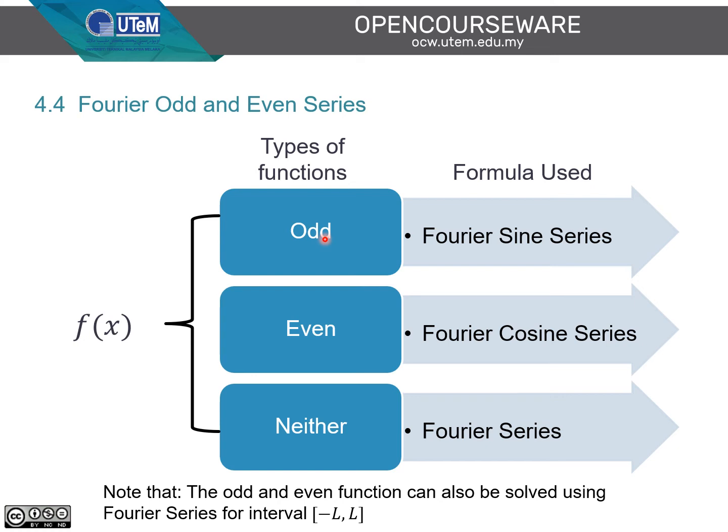If the function is an odd function, then use the Fourier sine series formula. If the function is an even function, we use the Fourier cosine series formula. On the other hand, if the function is neither even nor odd, then we use the Fourier series formulas which have been shown in the previous slide. Alternatively, the odd and even functions can also be solved using the Fourier series formula for the interval from negative L to L.